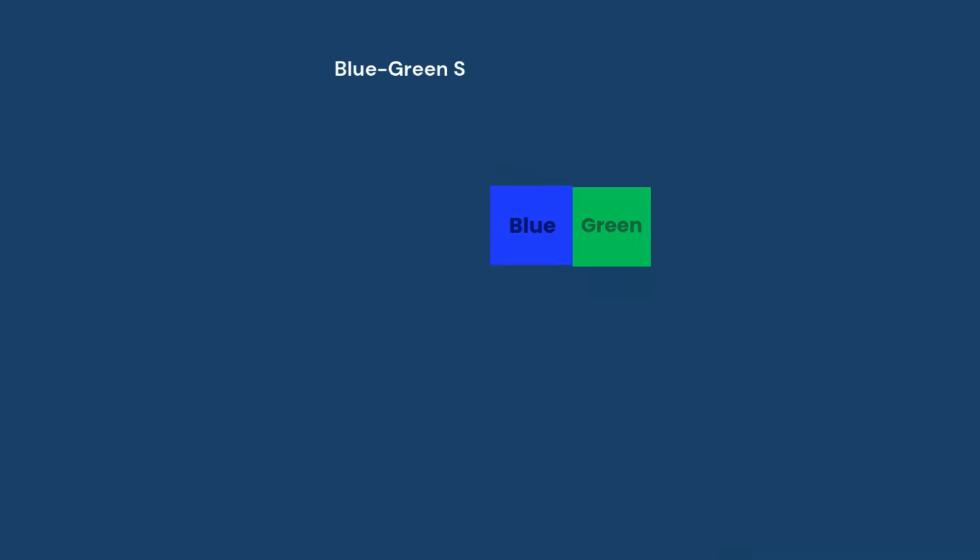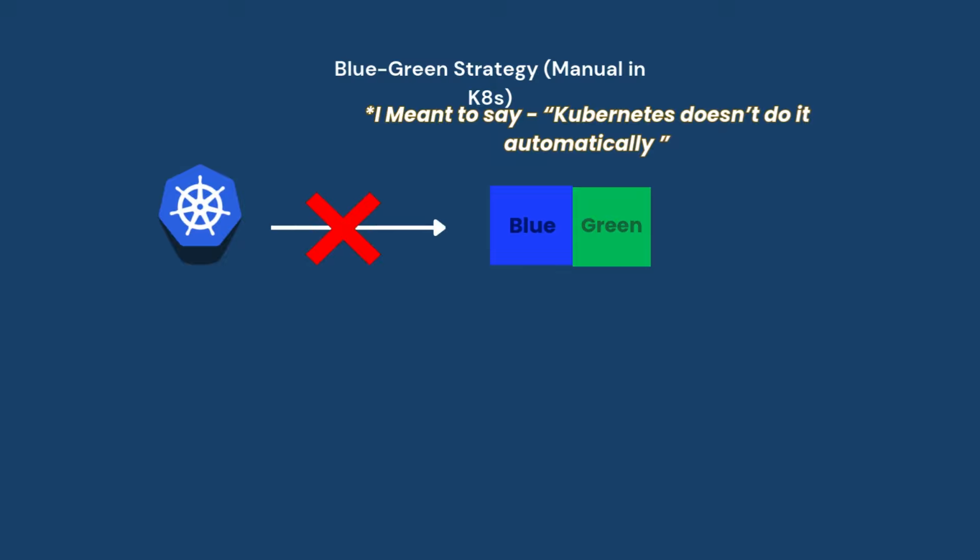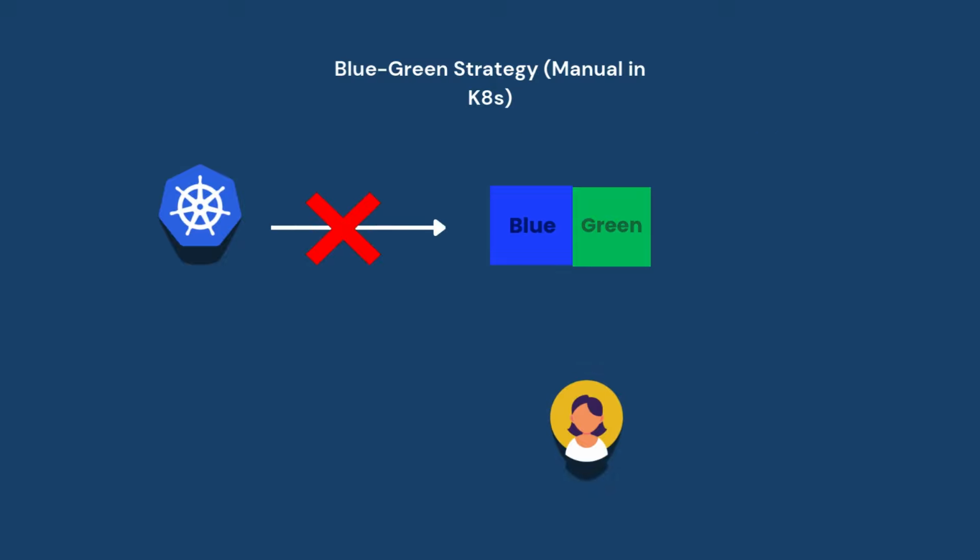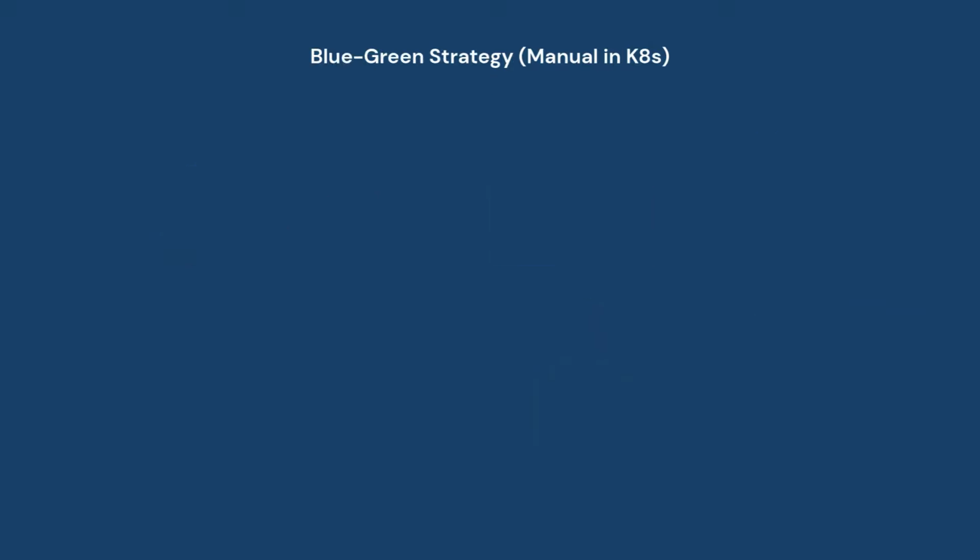Now let's move to the blue-green deployment. This is a very popular release strategy, but Kubernetes doesn't do it natively. We set it up manually. Here's how you can achieve it.